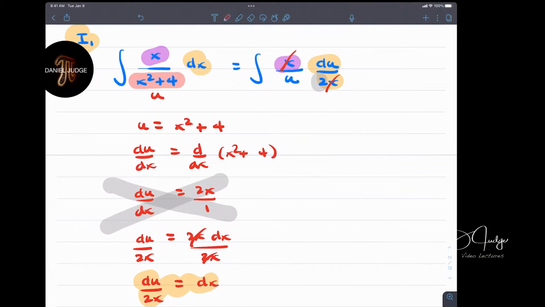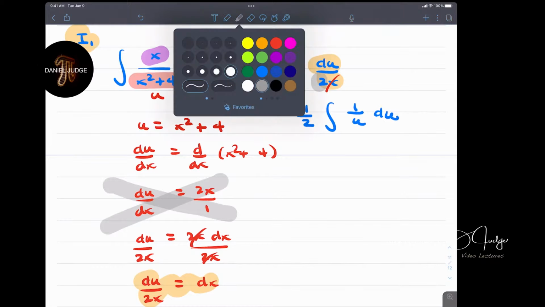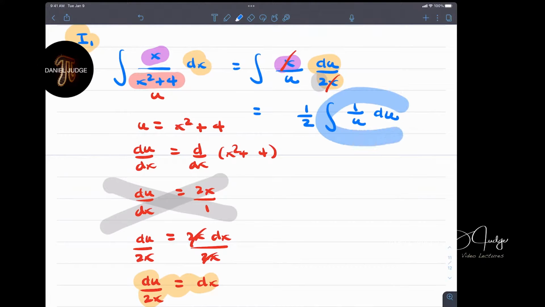You got the constant 2 there. It's really going to be 1/2. So you can pull that out. 1/2 integral 1 over u du. So as you guys can see, what I did here, we have to recognize what integral that is. That's the integral of 1 over u du.